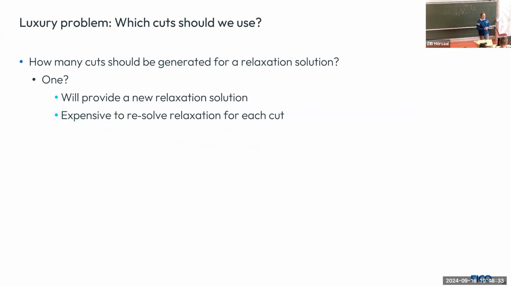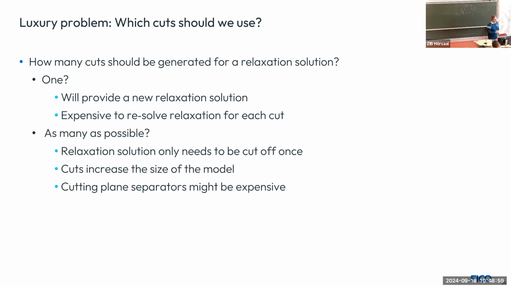What a luxury problem. We have a lot of cuts. All of these different procedures might have thrown cuts into our pool. Which of these do we want to use? Well, the original cutting plane algorithm said using one is enough. This will provide you with a new relaxation solution. But then, of course, this will converge very slowly, as you can imagine. So let's do it the other way around. Every cut that we can find, we throw it into the LP.